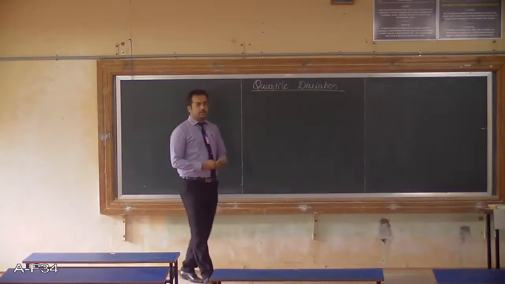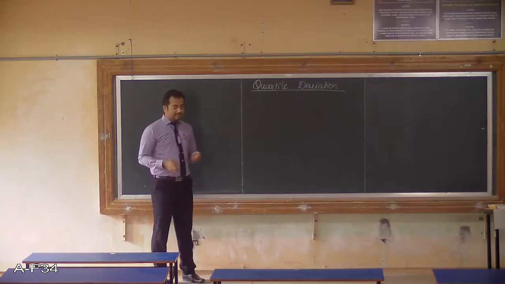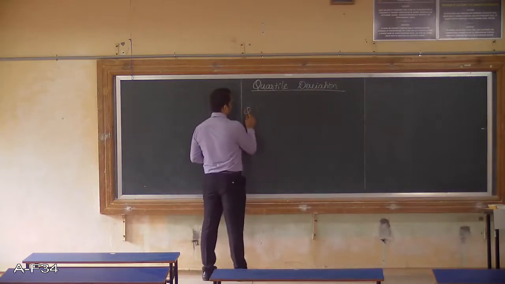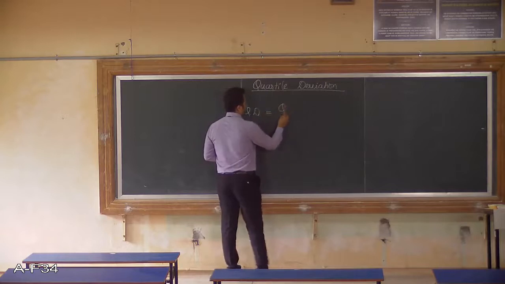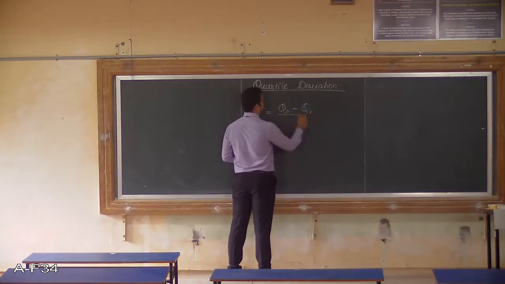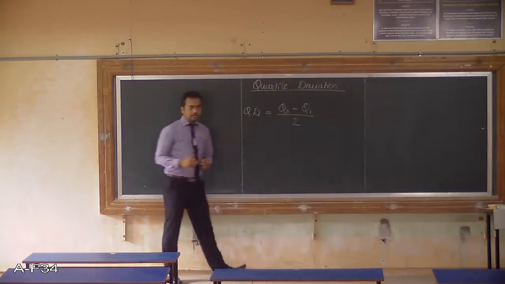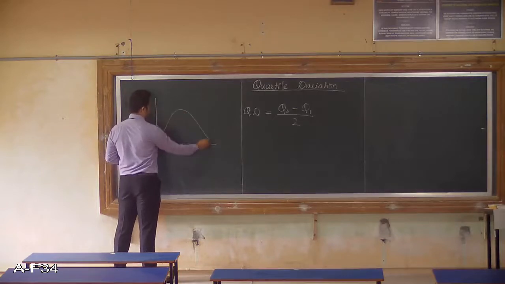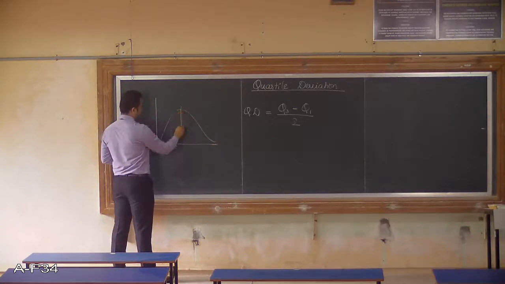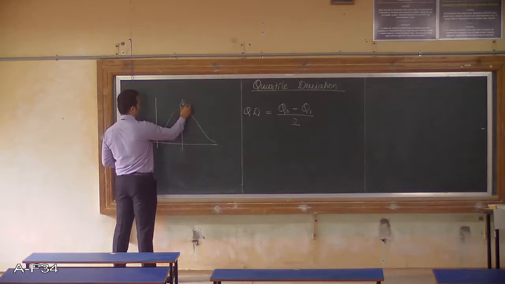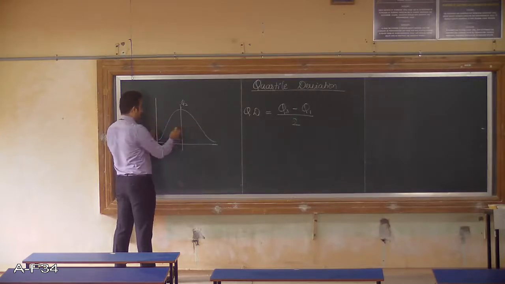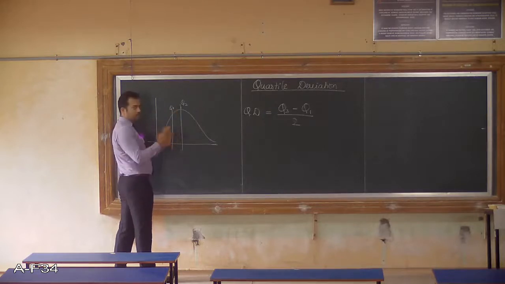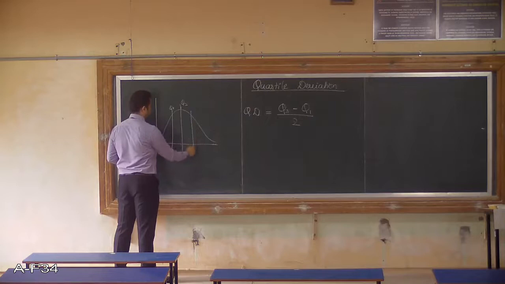The next measure of dispersion is quartile deviation, and quartile deviation is given by the difference between the third quartile and the first quartile, divided by 2. So for any normal frequency distribution, at the central part we have the median, or you can say quartile 2. The point making 25/75 gives you quartile 1, and vice versa gives us quartile 3.